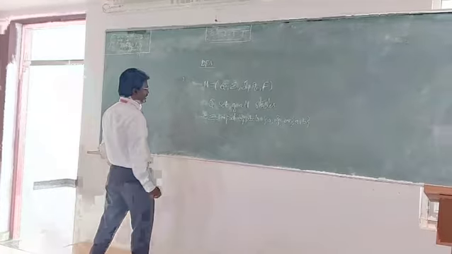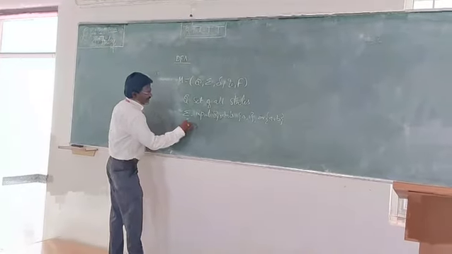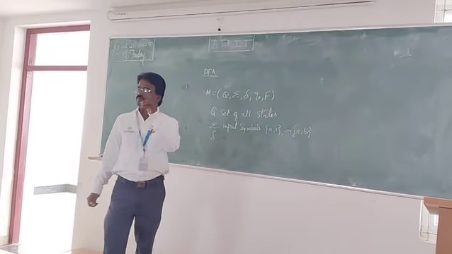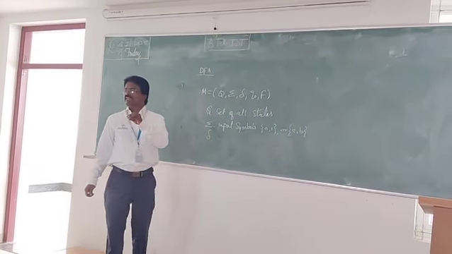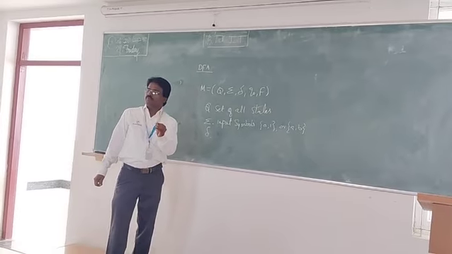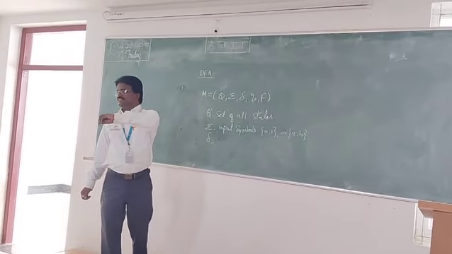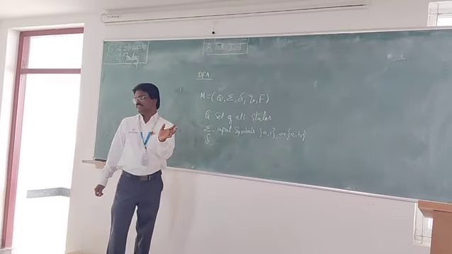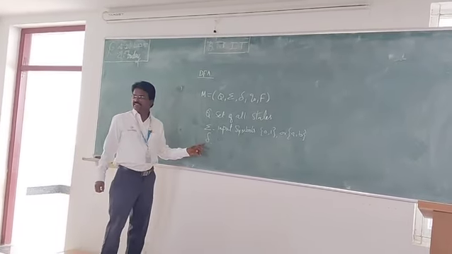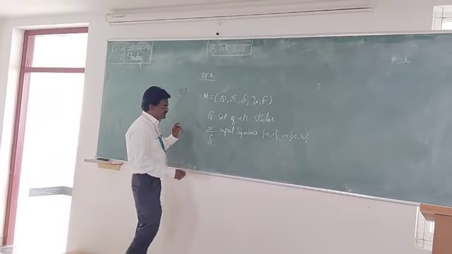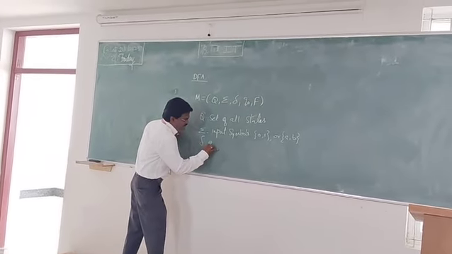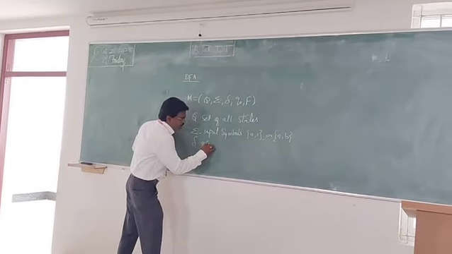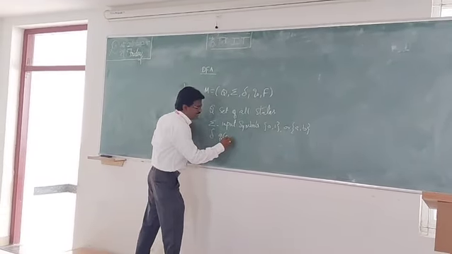And δ is the transition function. Transition function means if you are given some input, from one state it moves to another state. That is called a transition. This is a function from the initial state that, for a particular input, moves to some other state.